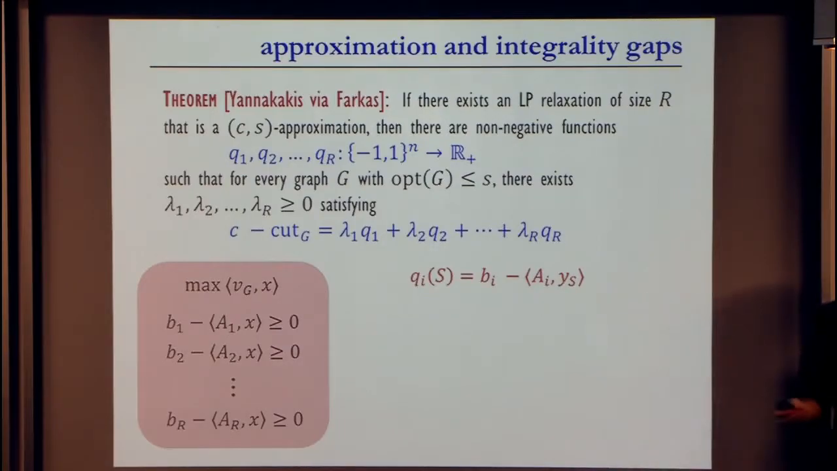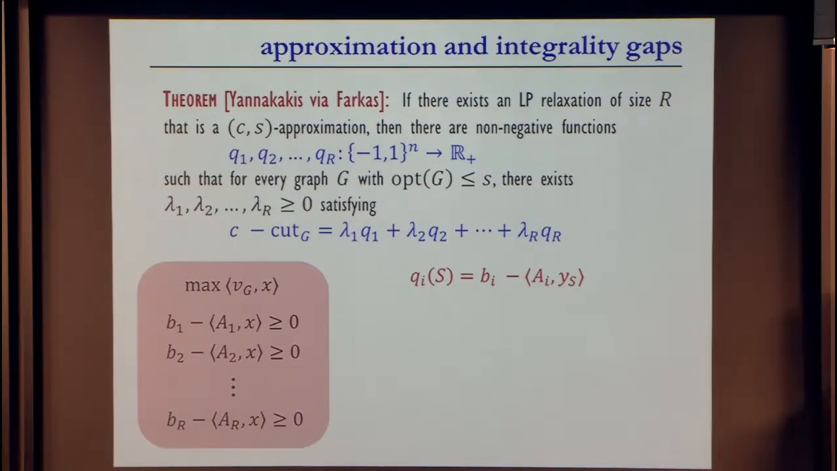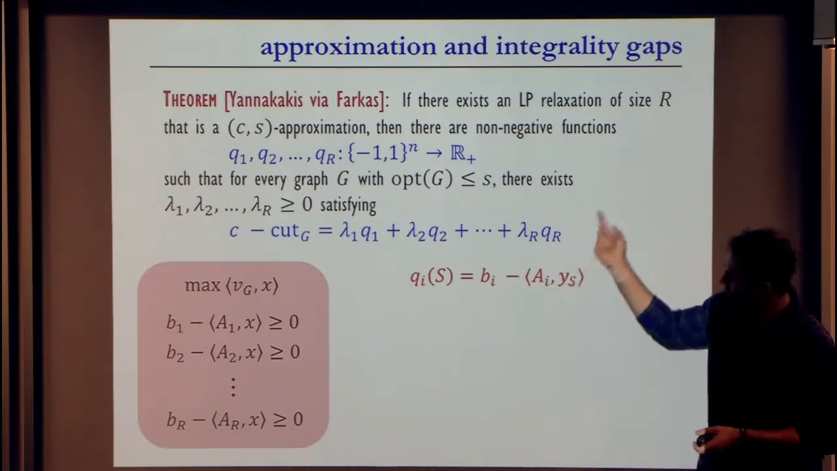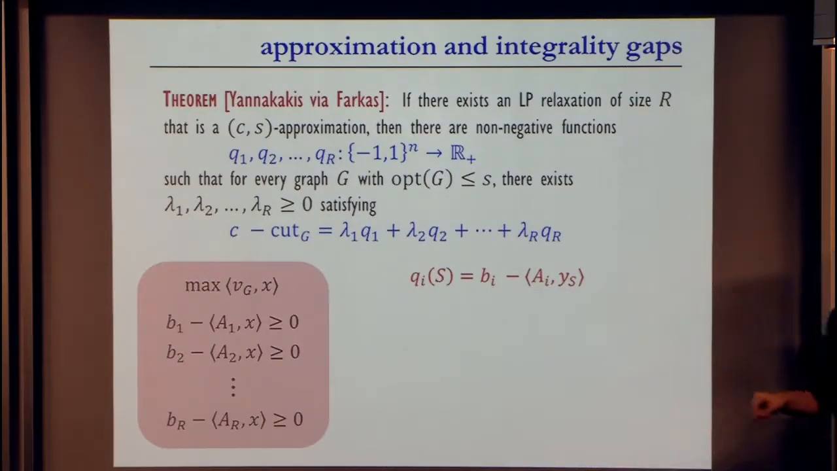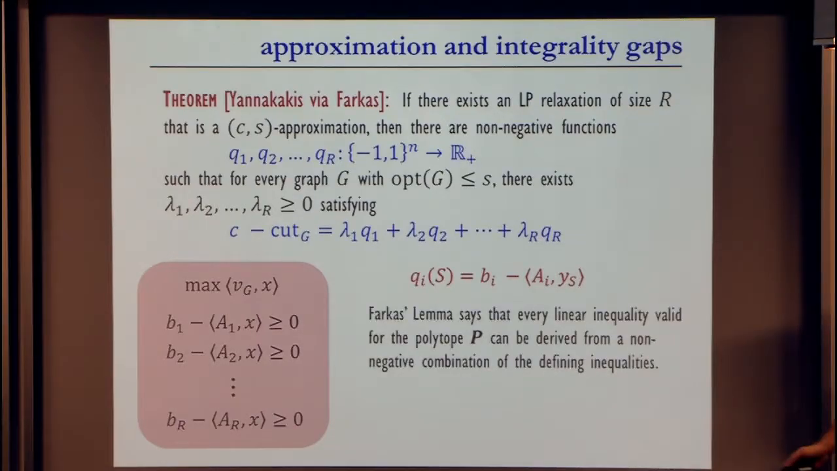We know that our polytope contains all the integral points. So you can test the ith constraint against the integral point corresponding to the cut S. You can look at how much slack there is. This is the function QI. QI is a function on the hypercube, but for consistency, I'm making it a function on sets right here. In the next slide, the sets will go away. Everything will be functions on the hypercube.